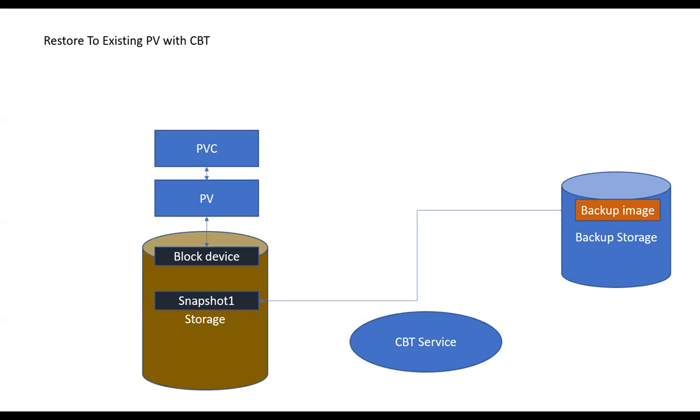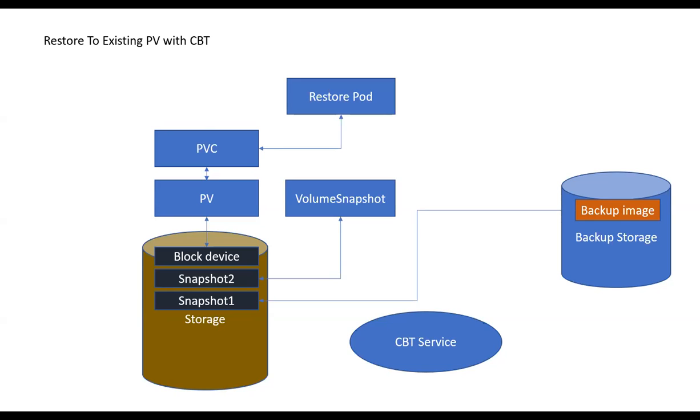Then we take a snapshot of the current situation, the current disk usage right now. Let's call it snapshot 1. Then we have 2 snapshots on the system. With that, we mount the PVC into a restore pod or data mover pod, whatever you call it. Then with this information about the 2 snapshots, we send the two snapshot IDs to the CBT service.